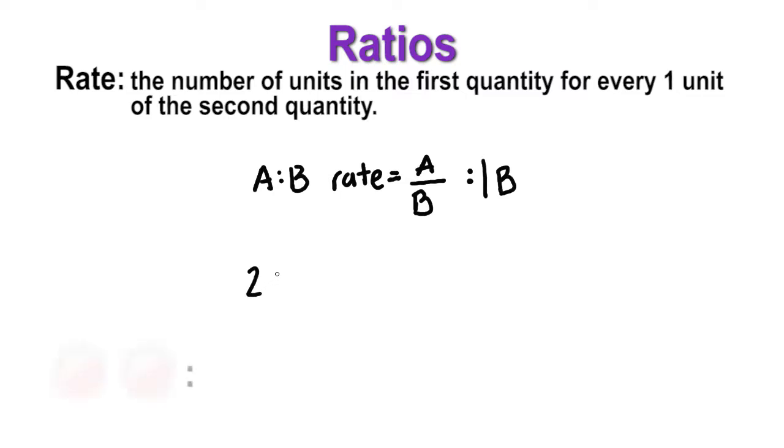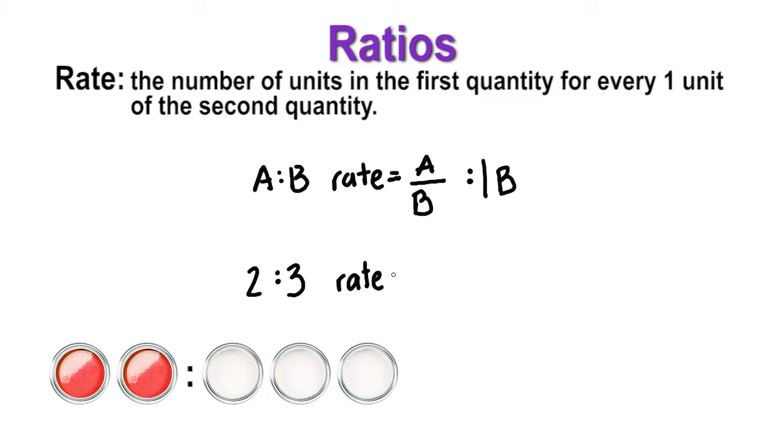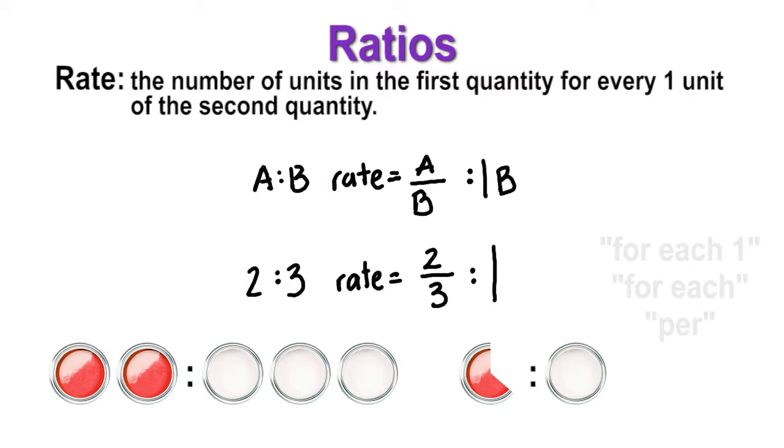For example, 2 cans of red paint to 3 cans of white paint. The rate is 2/3 can of red paint for every 1 can of white paint. Notice there is just one of the second quantity, which is white paint. Rates can be described in terms of for each one, or for each, or per.